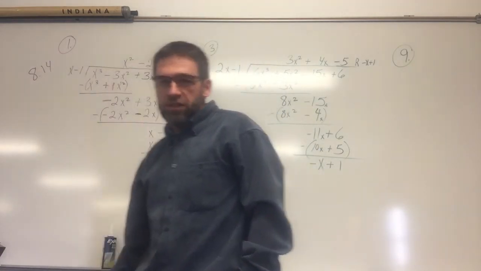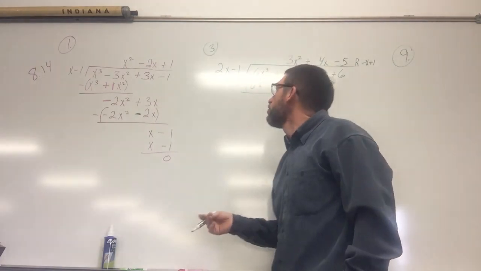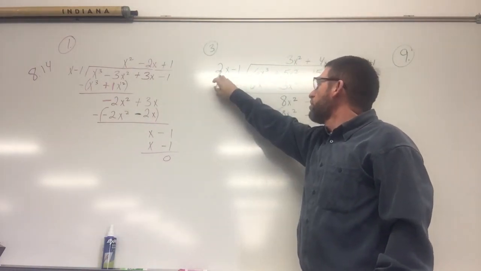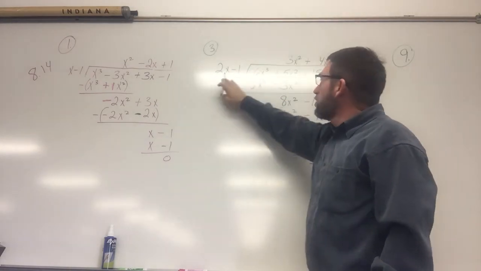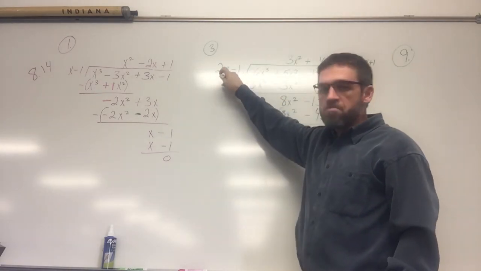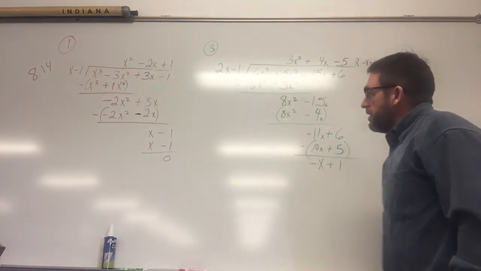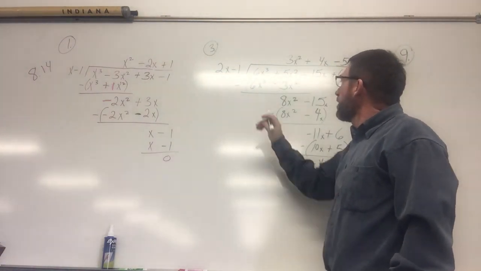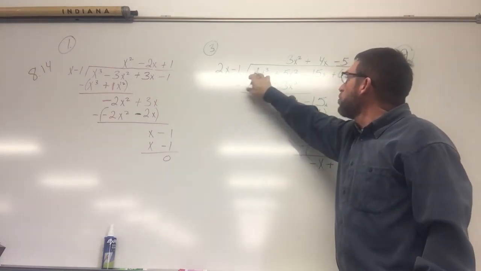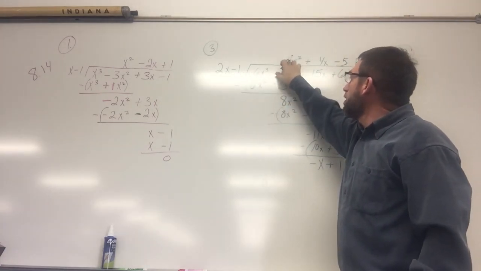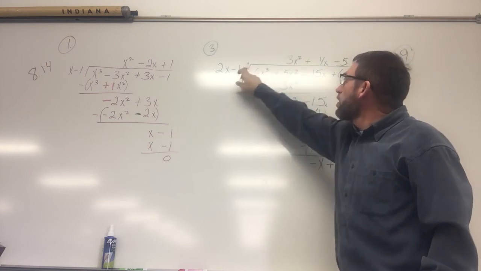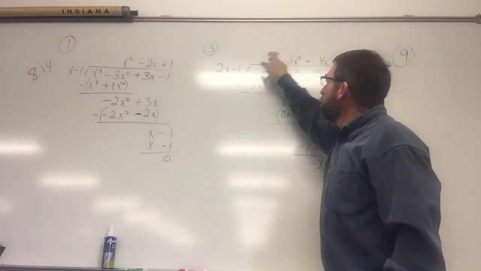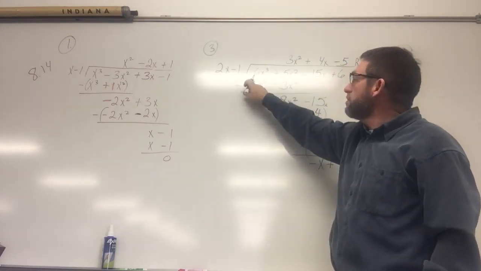The next one I did was number 3. They put it in a fraction form, which is no different. The bottom one is your divisor, and the top one is your dividend. So it's 2x negative 1. Let me see how to do this. I'm going to go, how many times does 2 go into 6? It's 3 times. So I go 3 times 1 is 3. I'm going to skip the x's here. I'm going to speed up a little bit. 3 times 2 is 6.